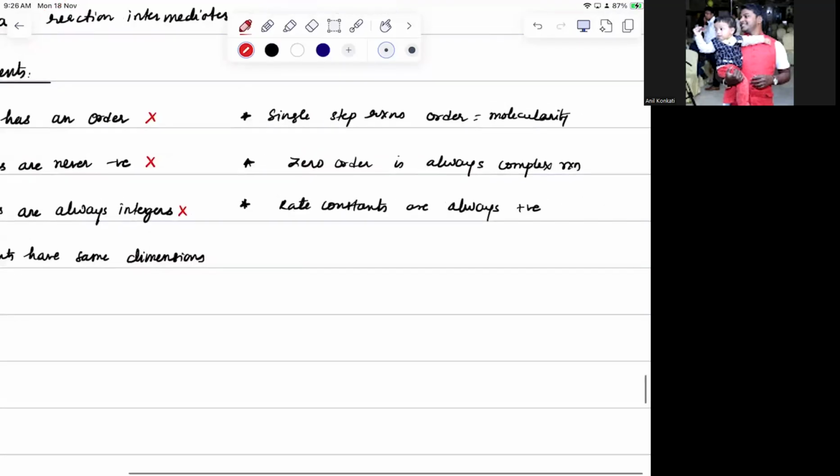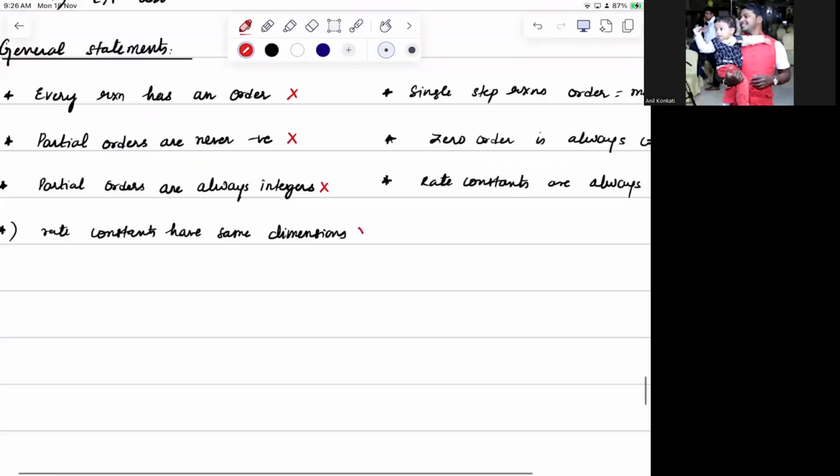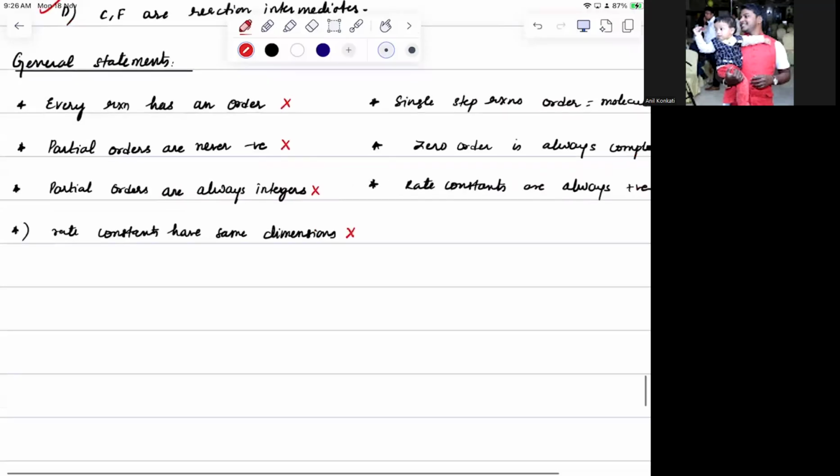Single step reactions, order equal to molecularity, is always correct. Zero order is always a complex reaction. That is correct. Rate constants are always positive. That is also correct. And rate constants have the same dimensions is incorrect. Rate constants will have various dimensions as well. In fact, based on the dimensions, we should be able to figure out what is the order of the reaction. Got it? Clear, everyone? So I hope these points are clear.